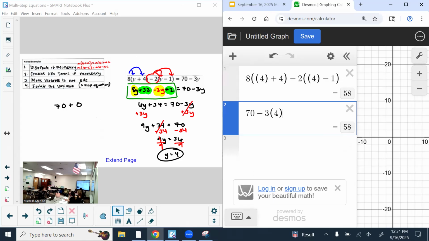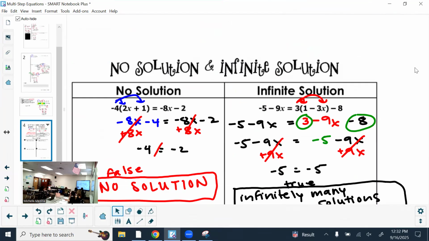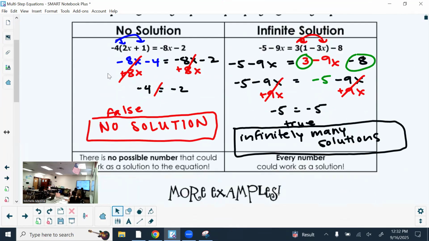I'll leave this up on the screen so you have an example, but also I want to remind you, this was another part of the notes. If you ever run into a situation where it cancels out completely, so like you're moving things to one side and it cancels out completely, you either have no solution or infinitely many solutions. How you know depends on what remains. So like if what remains makes no sense, like -4 does not equal -2, then it's no solution. If it gives you something that is true, then it's infinitely many solutions, but that's only if you're solving and you see that it cancels out completely the variable. That doesn't happen often, but when it does, refer to this part of your notes.